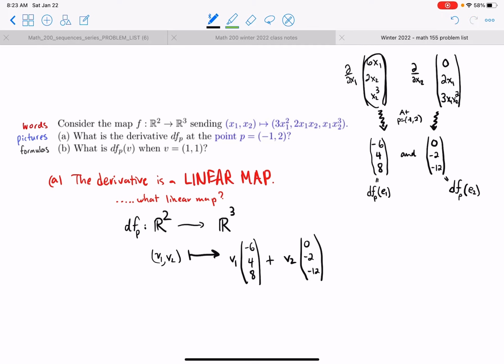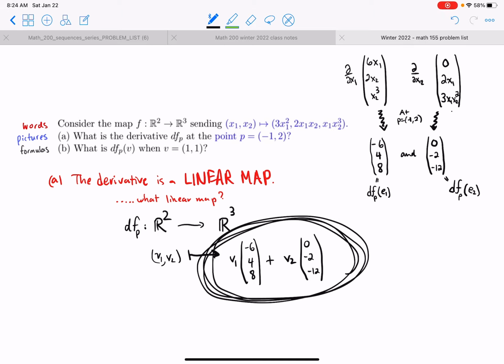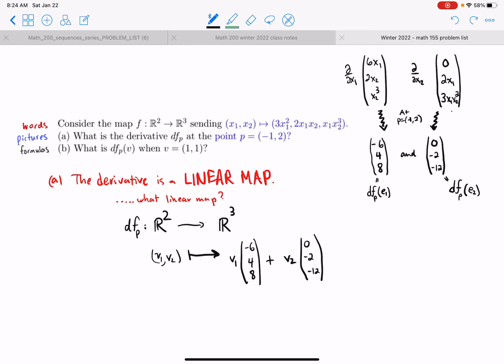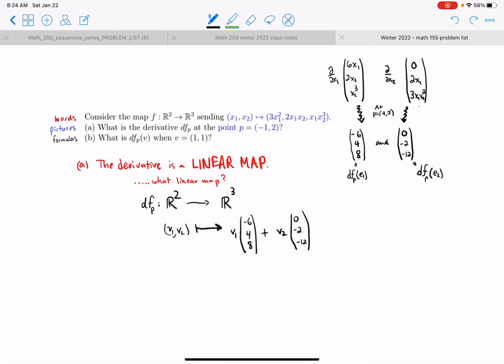For x1 becomes -1, and the x2s become a 2. x1 becomes a -1, that's how we get there. x2s become a 2, and etc. And so this would be a completely different pair of vectors that we're linearly combining if we chose a different point. Okay. But that's it. We just said the derivative is a linear map, and we wrote down the formula for that linear map. We still need picture, but I'm going to put that to the end. Let's do part B.